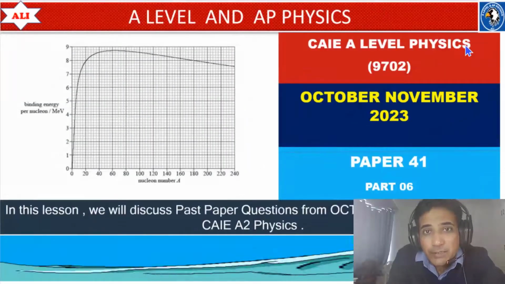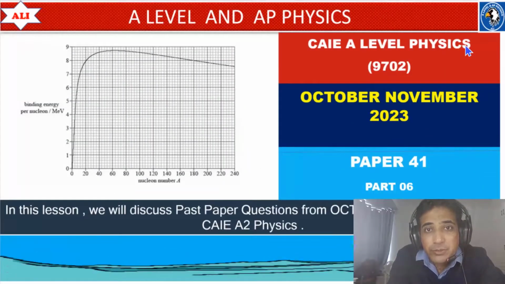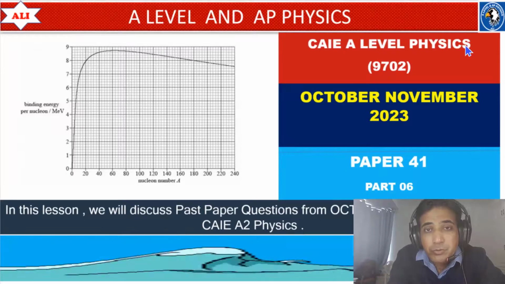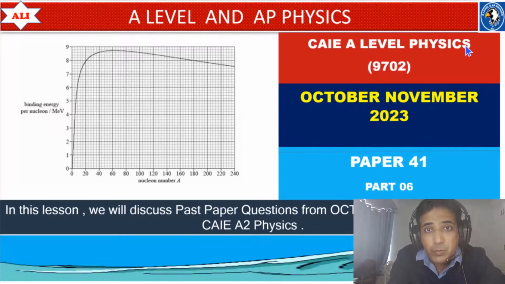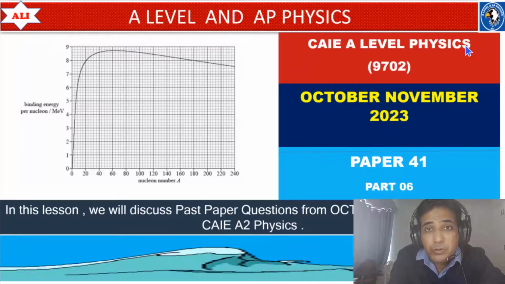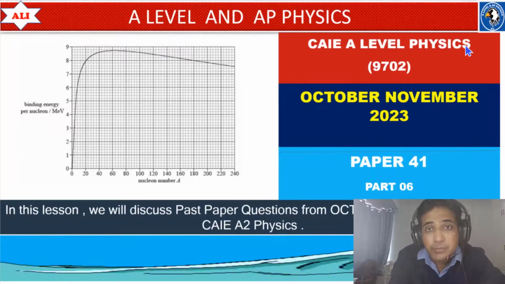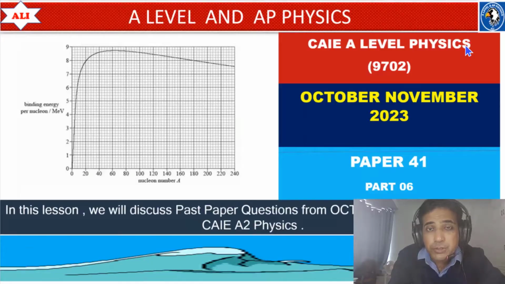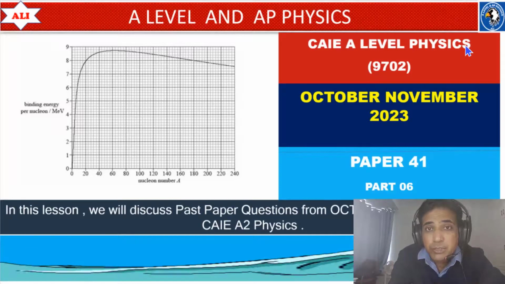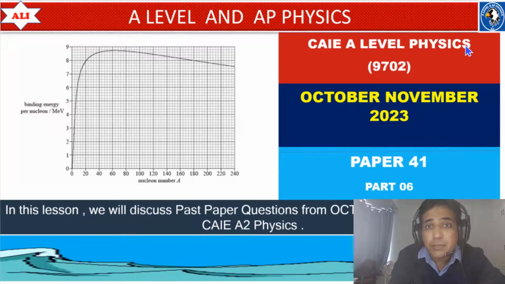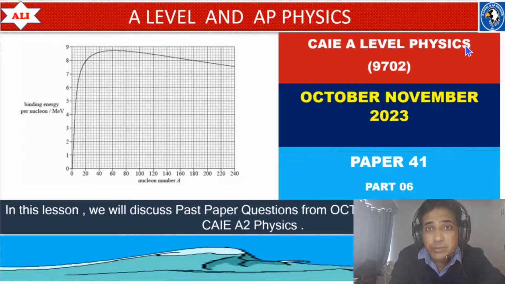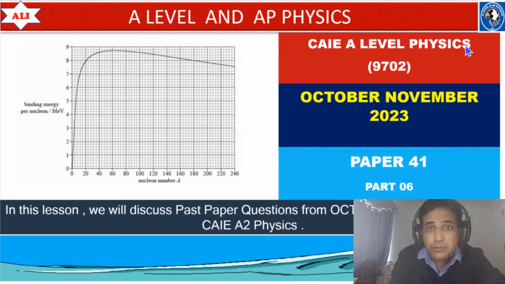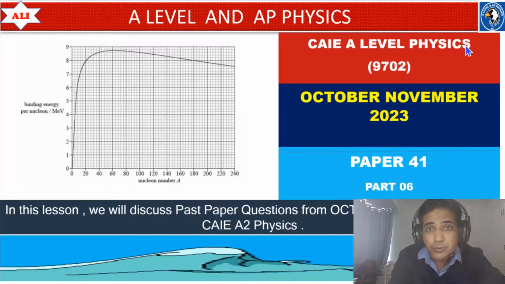Welcome to A-Level and AP Physics. In today's lesson, we will discuss past paper questions from October-November 2023, Paper 4, Variant 1. In today's lesson, our main focus will be on nuclear physics and medical physics. As always, we will discuss these questions in detail so you can improve your conceptual understanding of these two topics, and also have a better understanding of these exam questions. Let's study together, let's improve together.